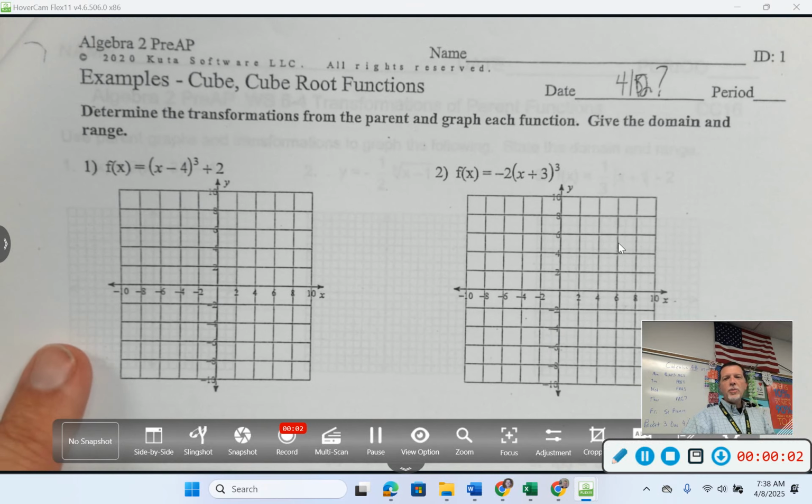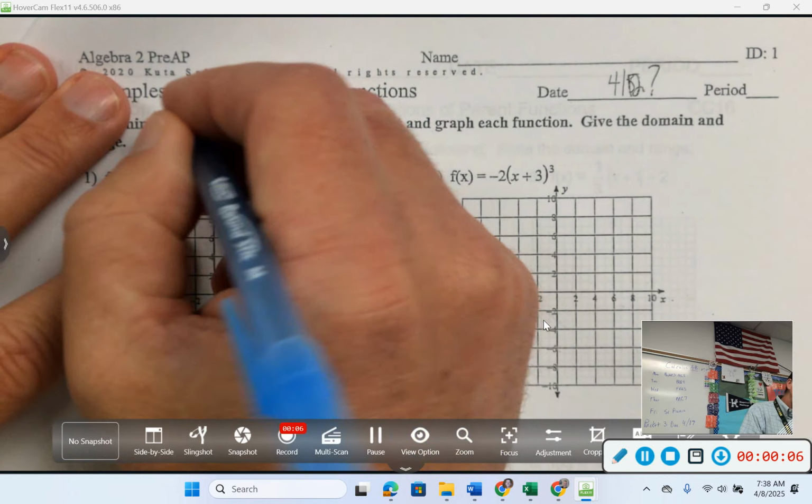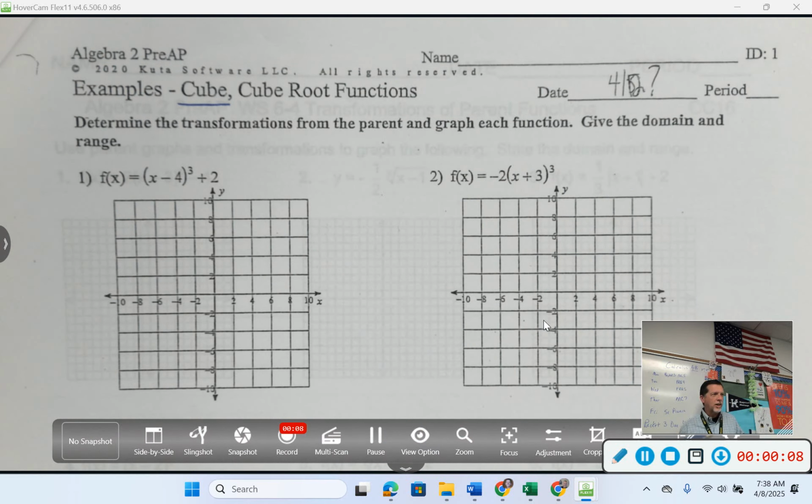Okay, cubes and cube roots. The good news is that we've done cubes before. Do you remember what they look like? Can you show me with your arms?